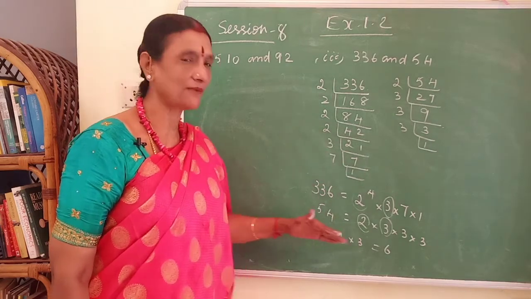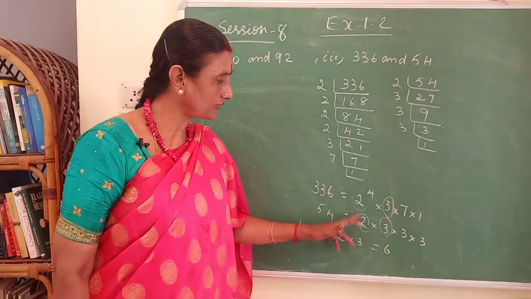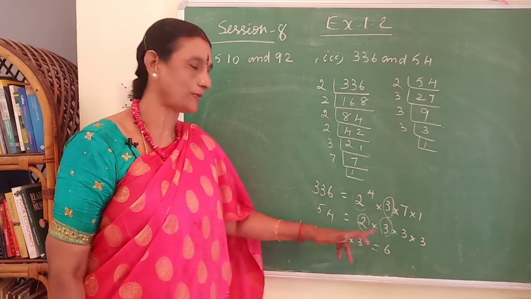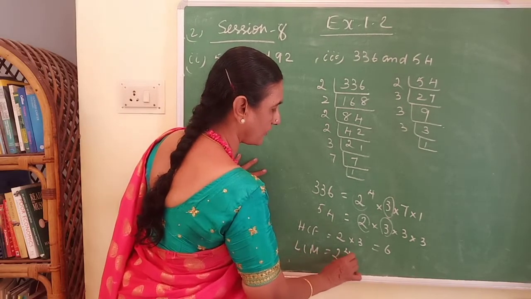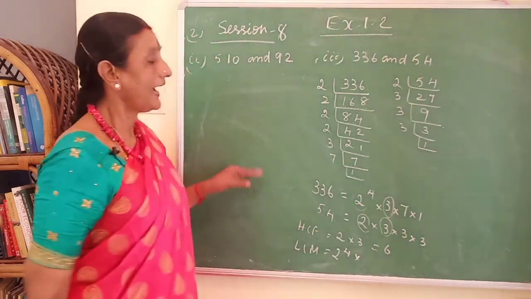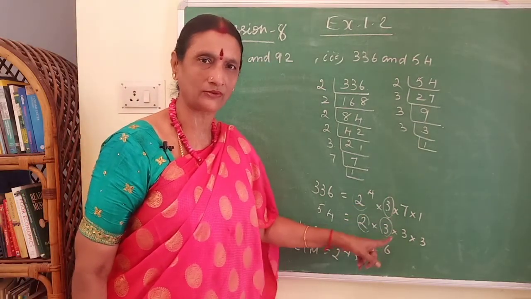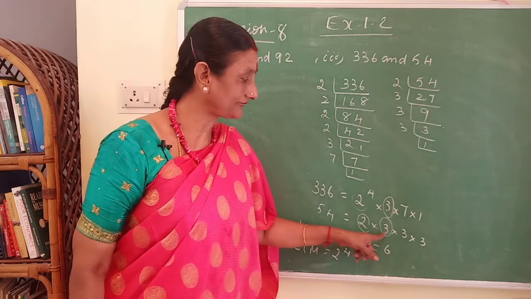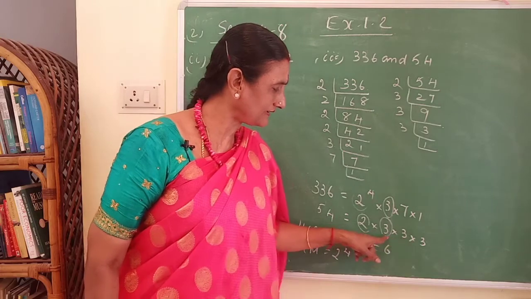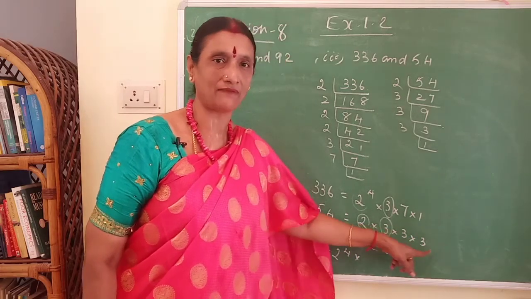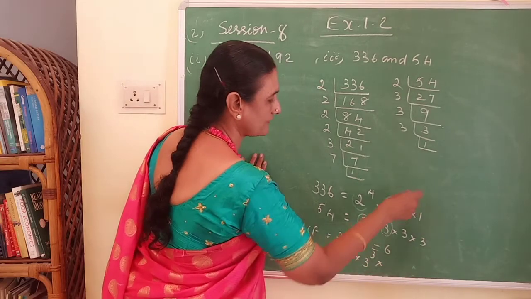Now for the LCM, how do we choose? Here the 2, 3, 3, 7. So for 2, we have the maximum power as 2 power 4. Therefore, for getting the LCM, we should take 4 powers of 2. And in addition to that, there is 3. The maximum power for both is only 1 here, but the highest power is 3 powers. So we will get 2 power 4 into 3 power 3 into, there is 1 7 also.